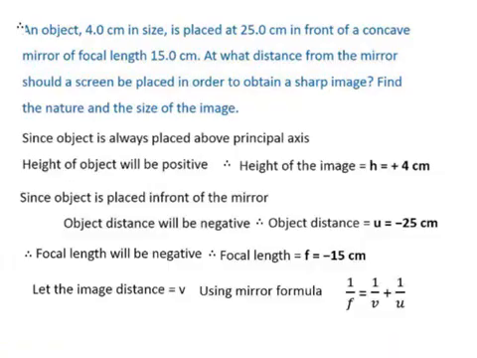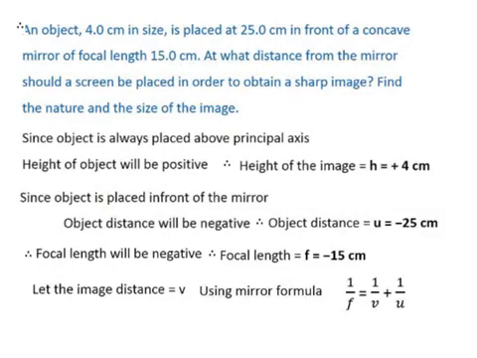Children, let us now look into a new problem. Let's go through the problem. An object 4 centimeter in size is placed at 25 centimeter in front of a concave mirror of focal length 15 centimeters. At what distance from the mirror should a screen be placed in order to obtain a sharp image? Find the nature and size of the image.